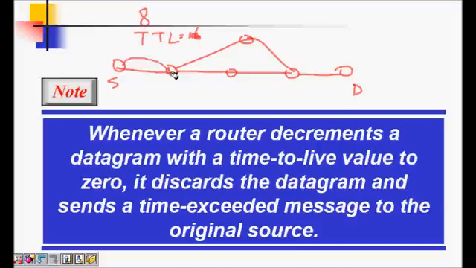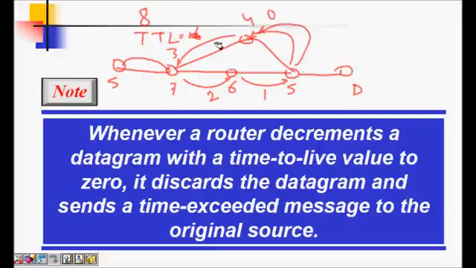The packet starts here, and let's say it was going inside a loop. It will become 7 here, then it goes to this router and becomes 6. It goes here, it is decremented, it becomes 5. It goes here, it becomes 4. Then here it becomes 3, then 2, then 1. And finally, again in this loop, it becomes 0. So TTL now becomes 0, and I know that the maximum hop limit has been reached by my packet.